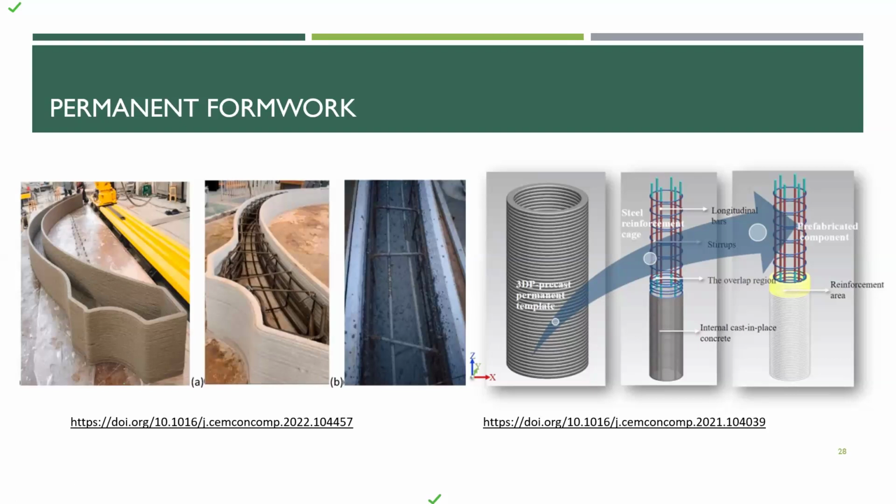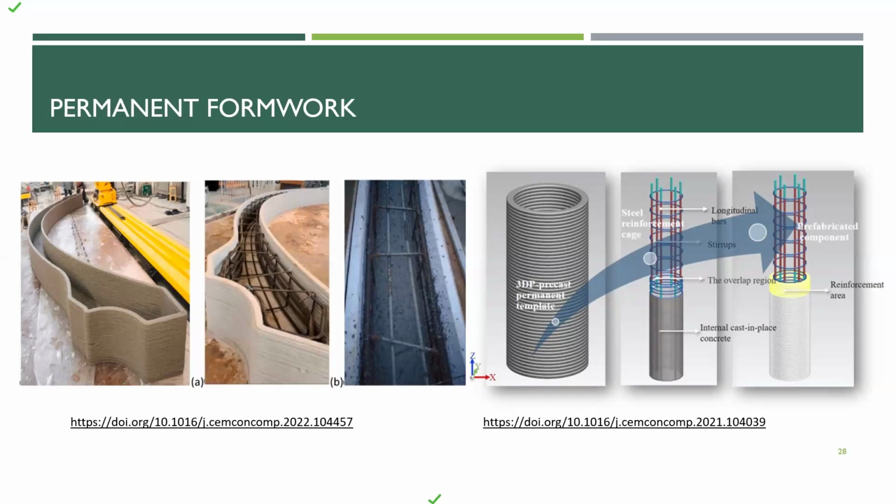After the permanent formwork is prepared, like this column, we put structural steel inside, like longitudinal bars and stirrups of any shape, and then we pour the rest of the concrete in it. We don't remove the permanent formwork, which we prepare by 3D concrete printing. This is kind of a hybrid approach of 3D concrete printing and structural steel, because currently the research has not evolved such that we can prepare a reinforced concrete printed structure.